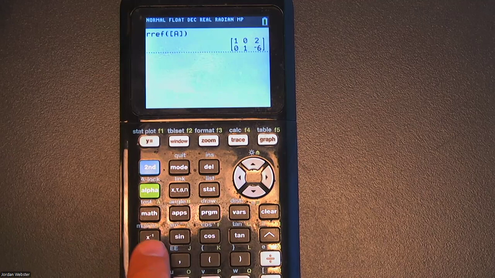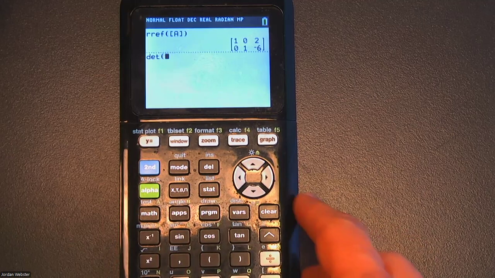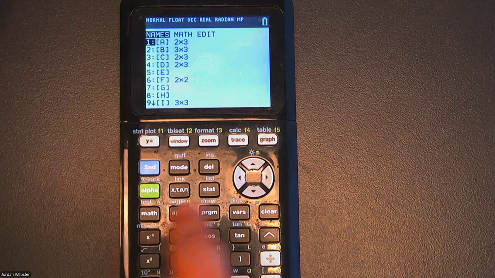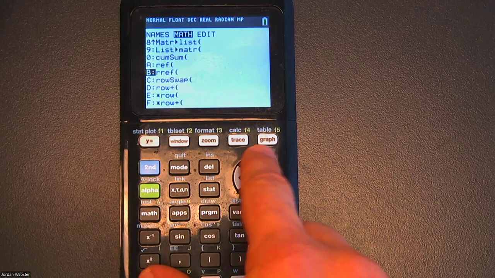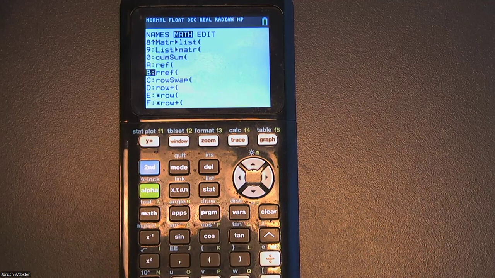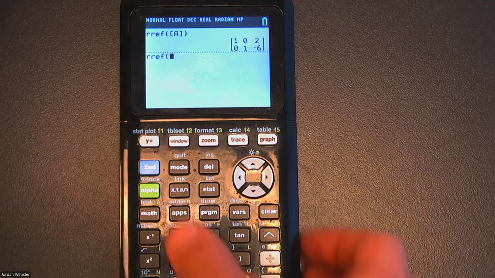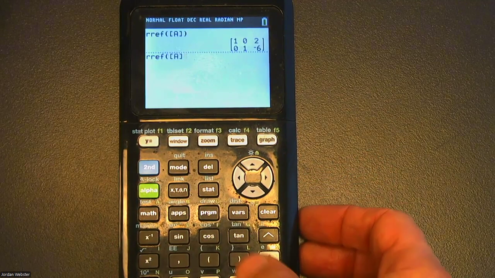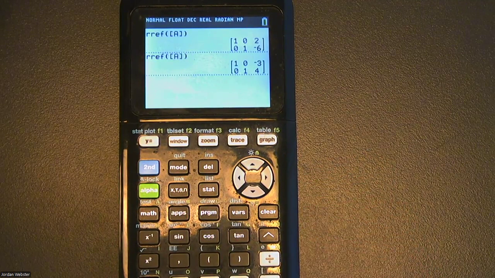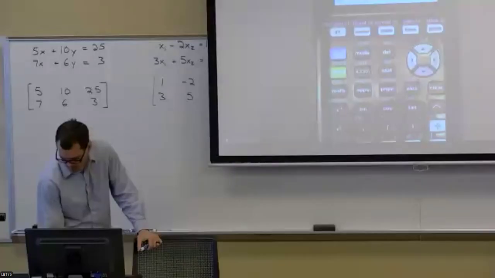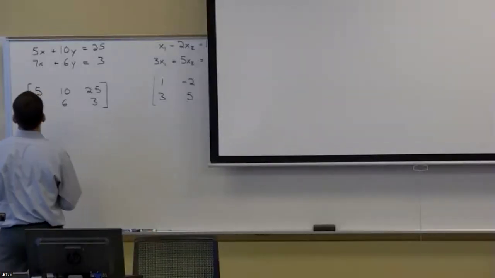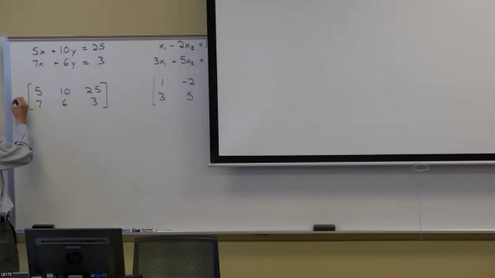Go back to the home screen. Matrix. Sometimes it's easier to go up instead of down. Math, row reduced echelon form. I'm using matrix A. There it is. I get the row reduced echelon form is 1, 0, -3, 0, 1, 4.